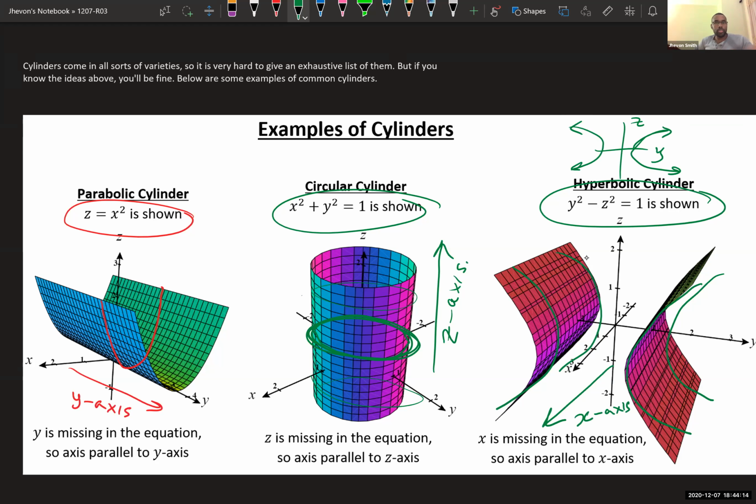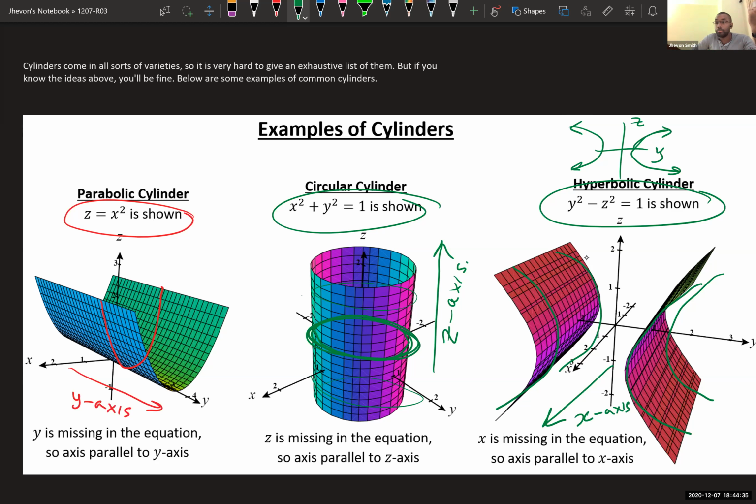Right? So in terms of cylinders, I can't give you an exhaustive list of all cylinders. There's an infinite variety. And so it just comes down to being able to sketch it in 2D first, then you just propagate that sketch along an axis. So that's pretty much cylinders. That's how you recognize them. That's how you sketch them.